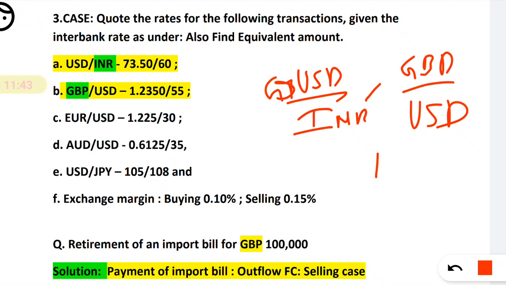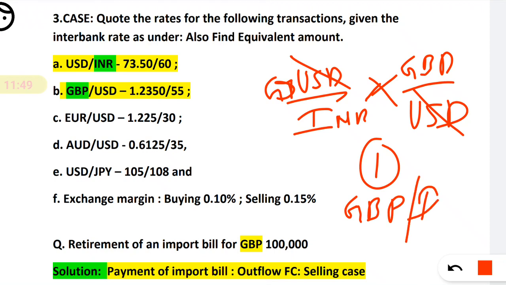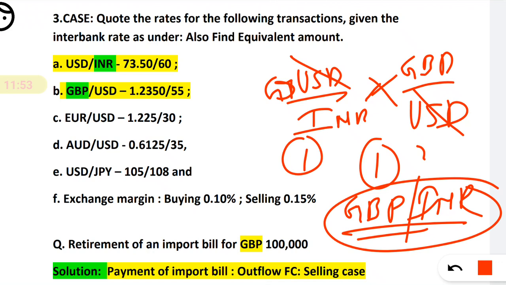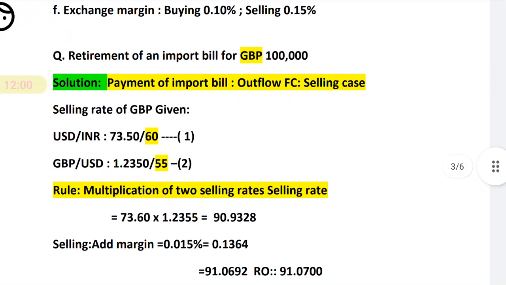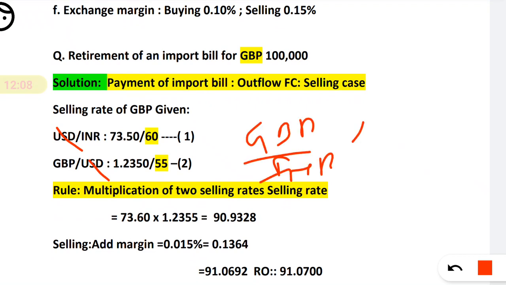So when you multiply those equations, what will you get? USD will get cancelled, so you will get GBP upon INR. By just multiplying equation 1 and equation 2, you will get the required rate. So we come to know we have to just multiply. By multiplying these two equations, USD gets cancelled and you get GBP upon INR.